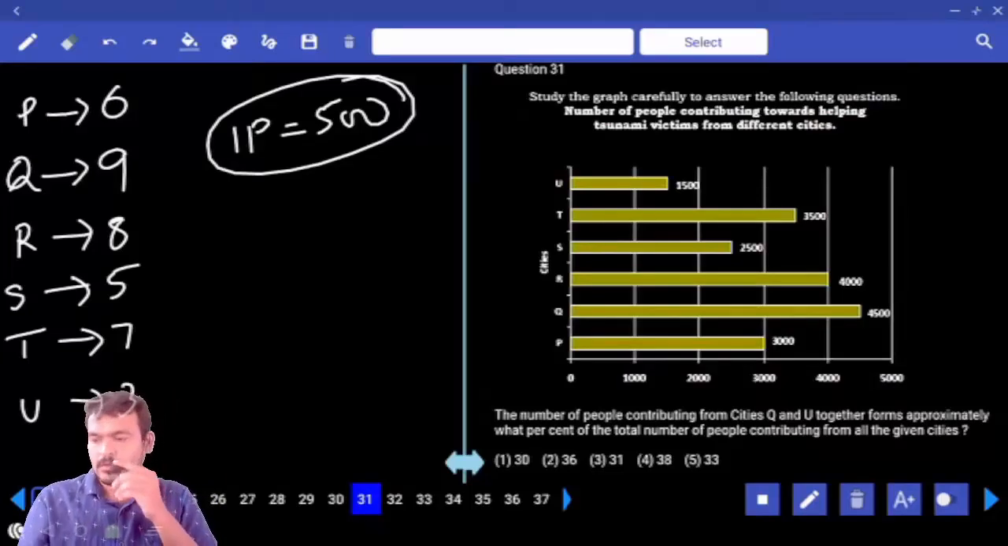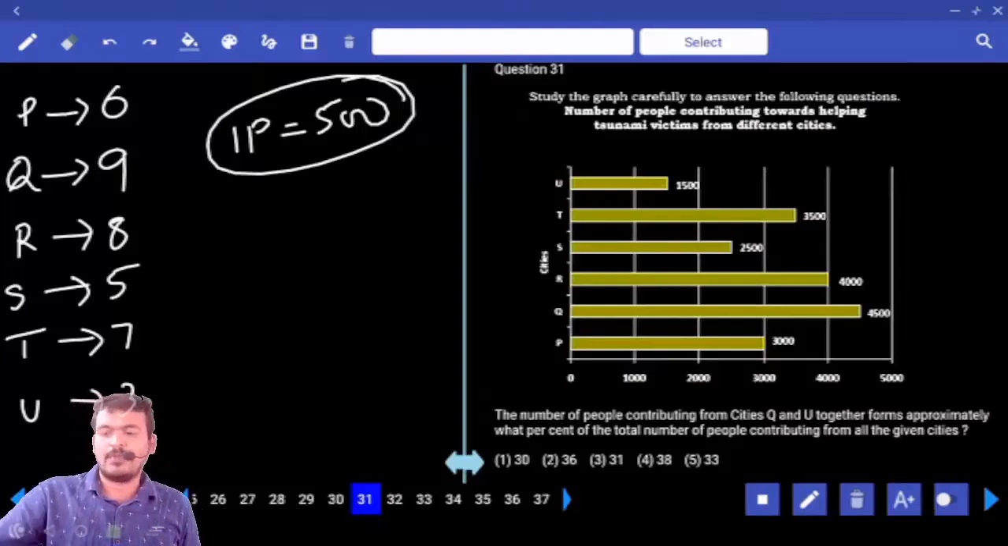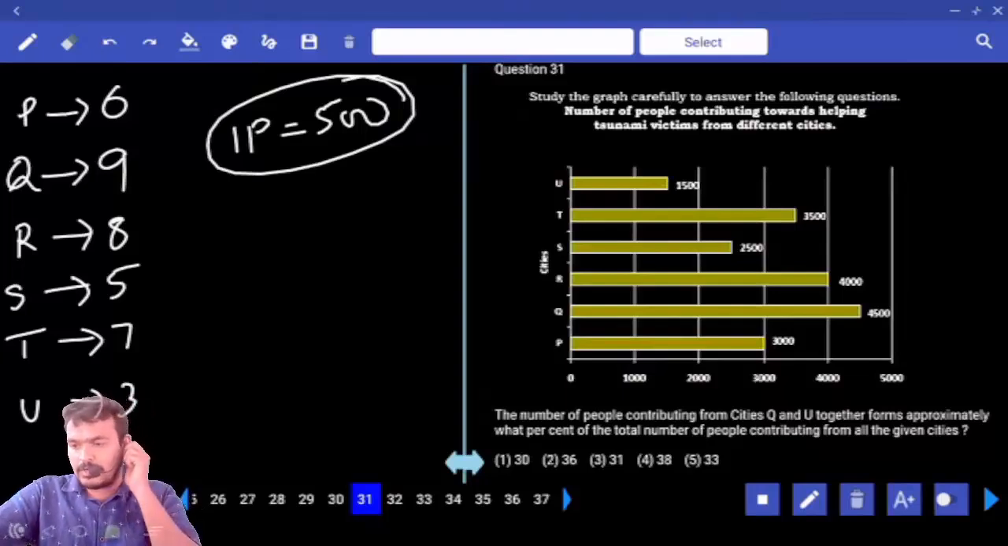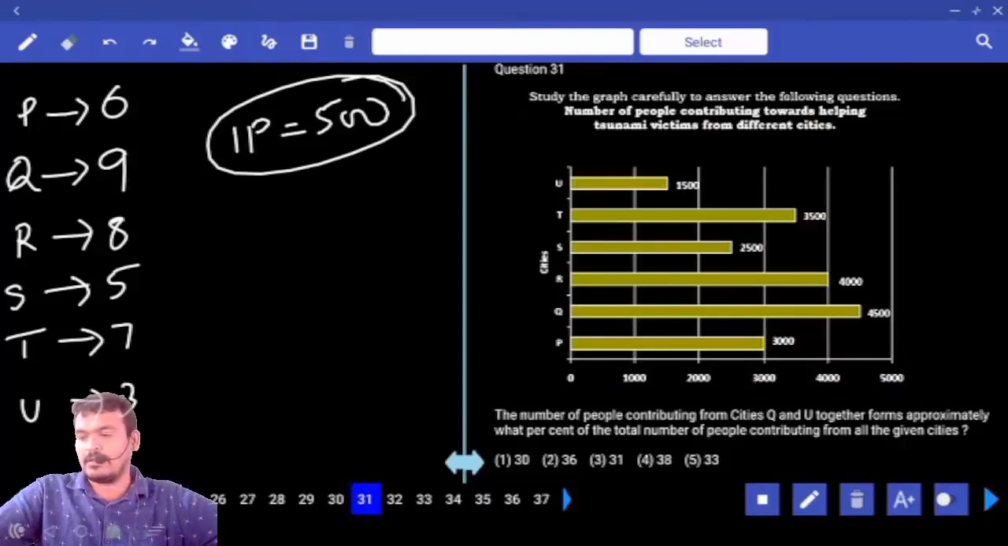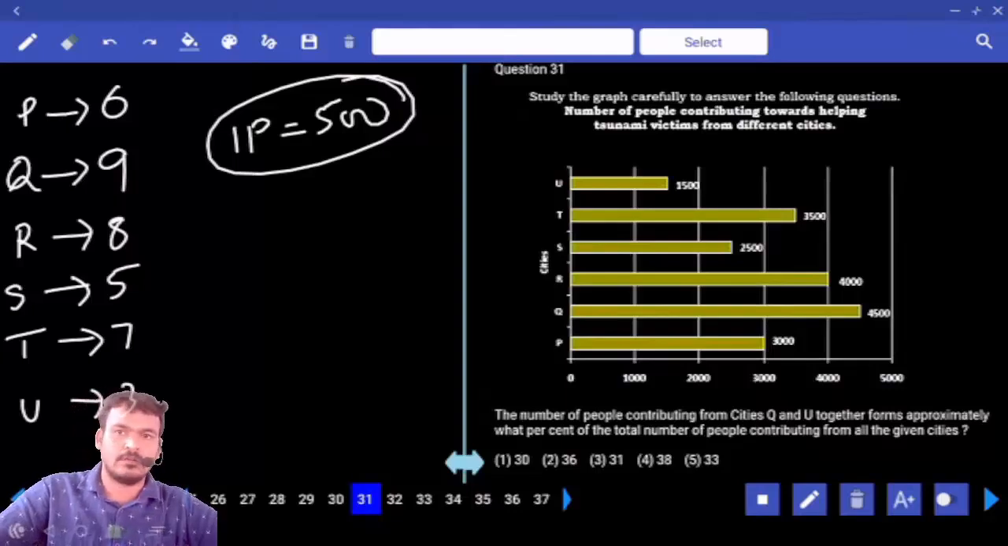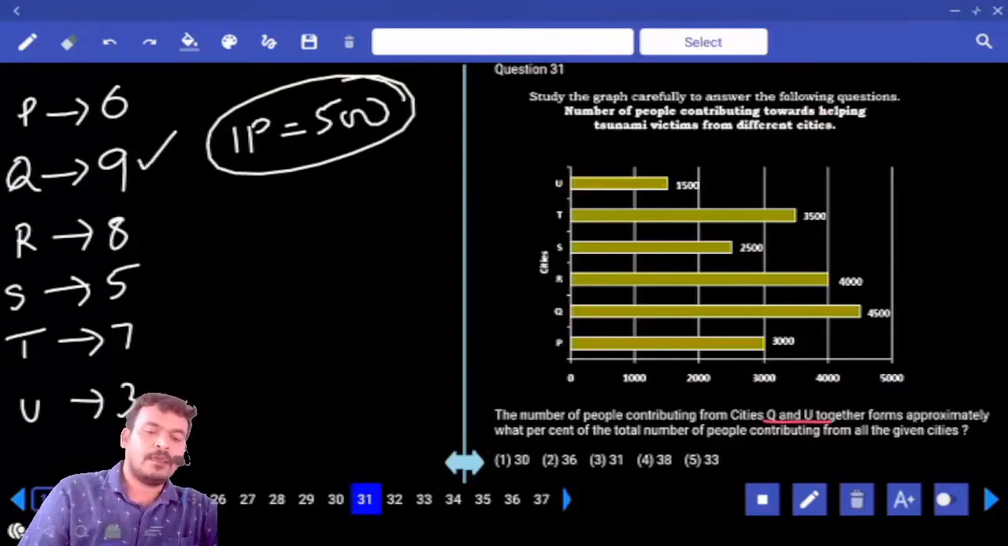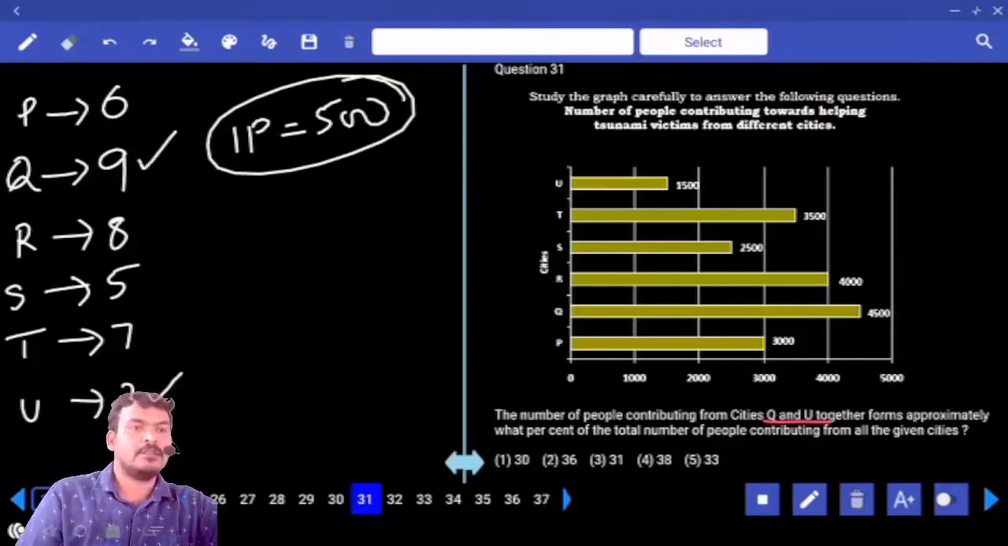What is the first question? The number of people contributing from cities Q and U together forms approximately what percentage of the total number of people contributing from all the given cities together? Q and U together. What are the Q parts? 9 parts. U parts? 3 parts. 9 plus 3, 12 parts. 12 is what percent of the contributions of all the cities.